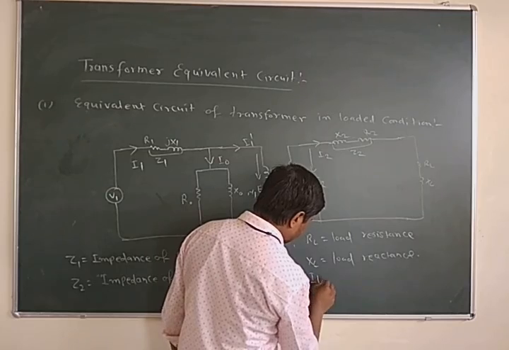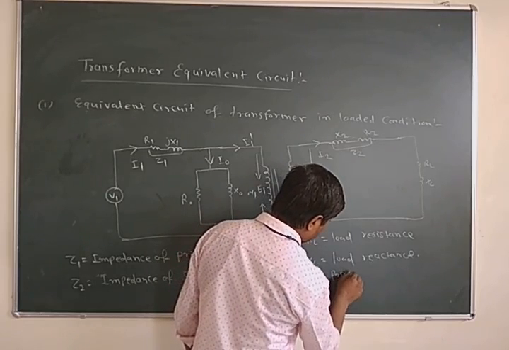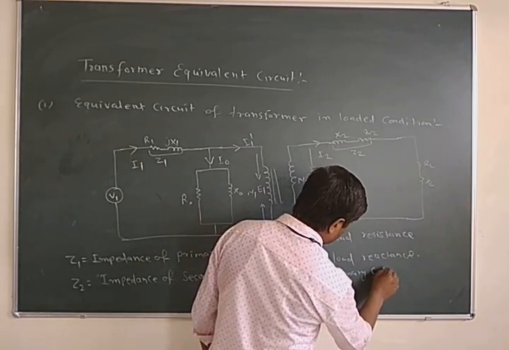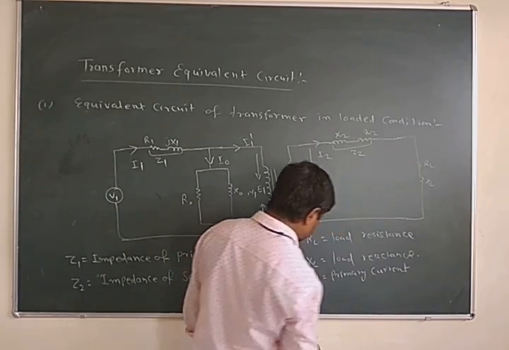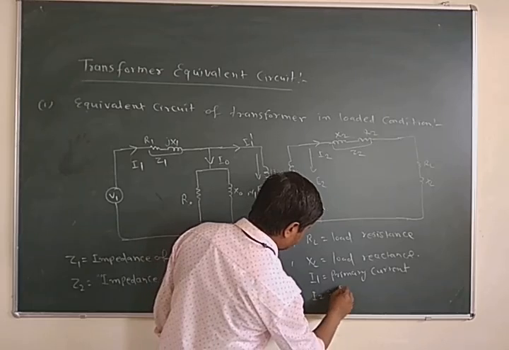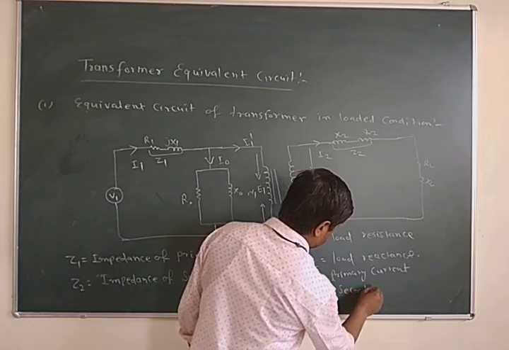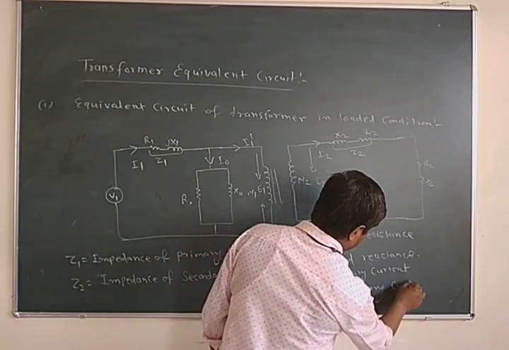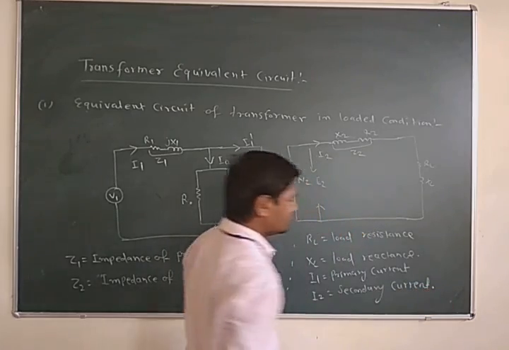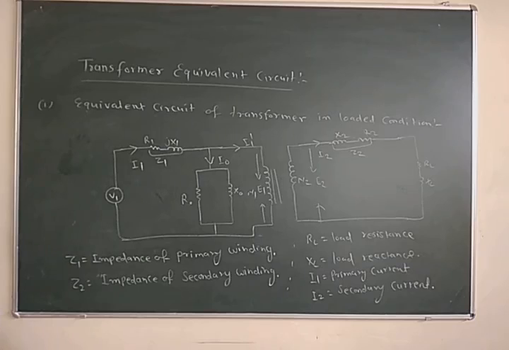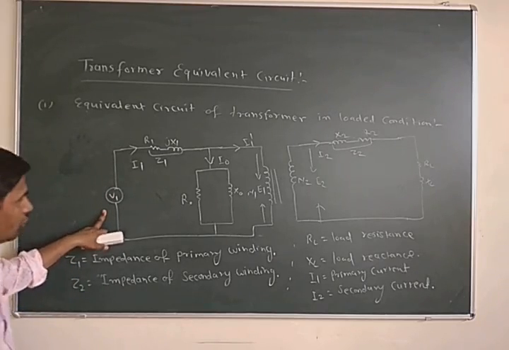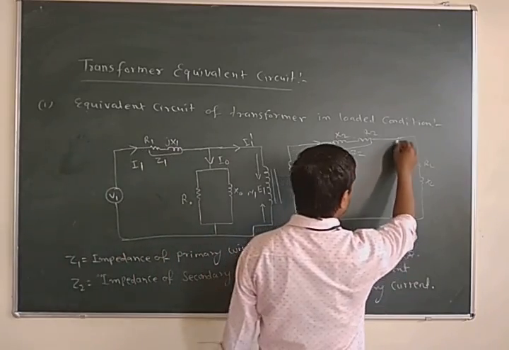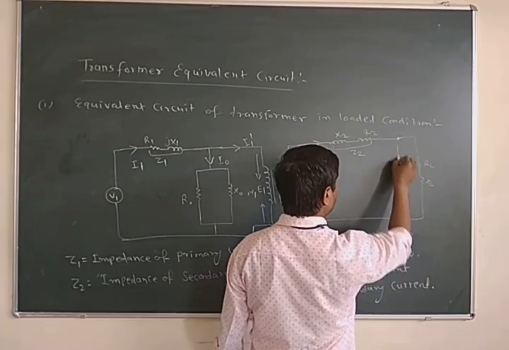I1 is primary current, I2 is secondary current. Similarly, V1 is primary terminal voltage, and here V2 is load terminal voltage.